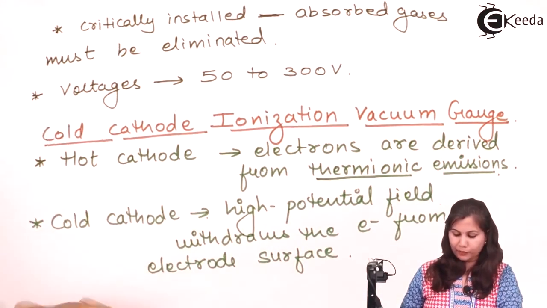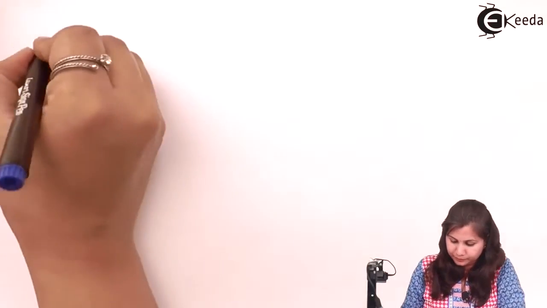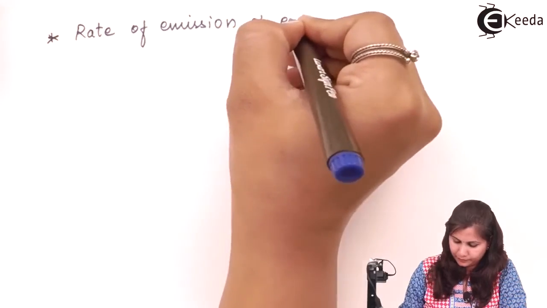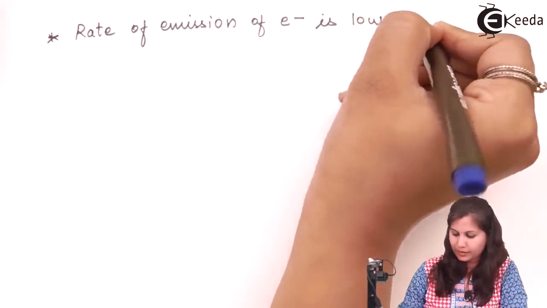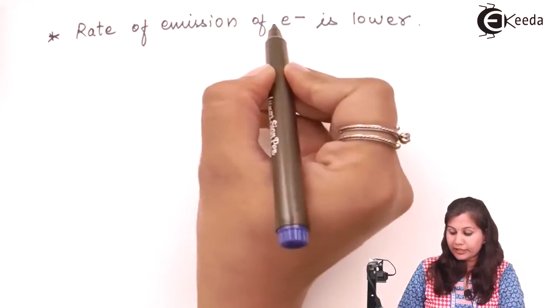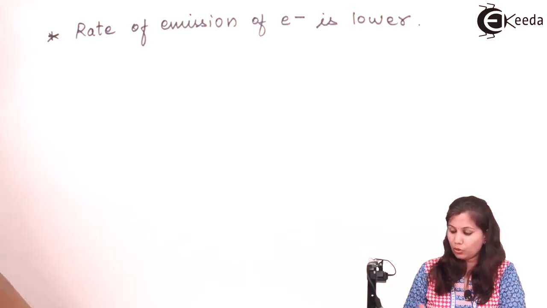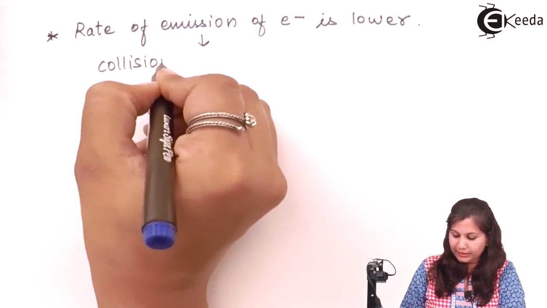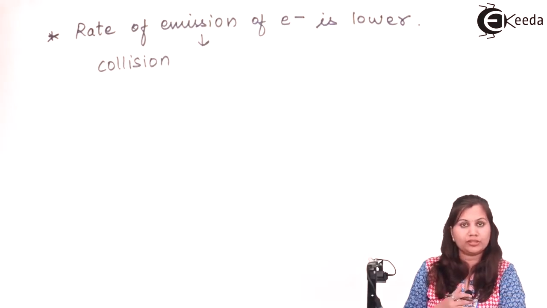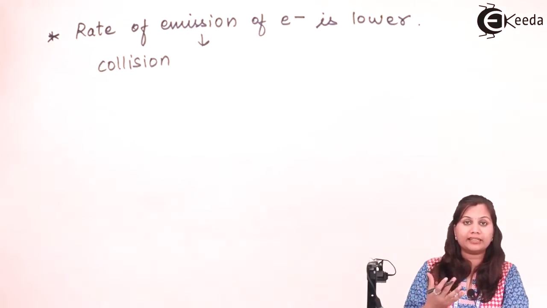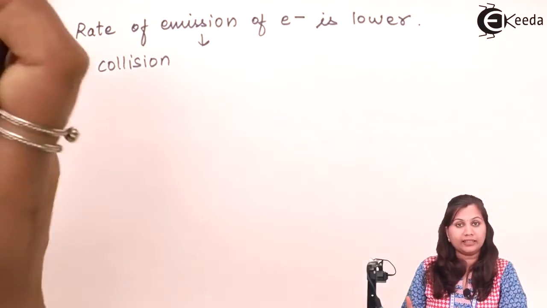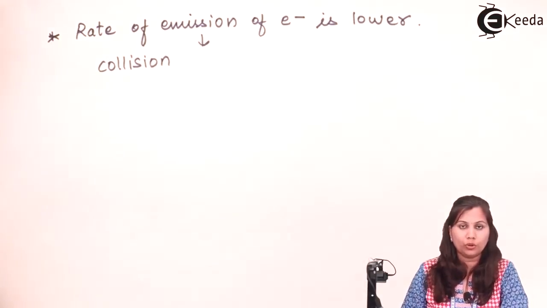So to overcome this problem, and because the rate of emission is very low, the collision frequency between the electrons and the gas molecules is also very less. If collision frequency is less, then the rate at which the positive ions are being produced is also lower, and the current which is generated is also low.